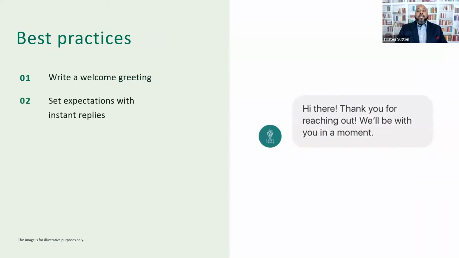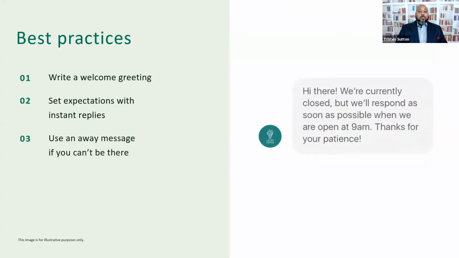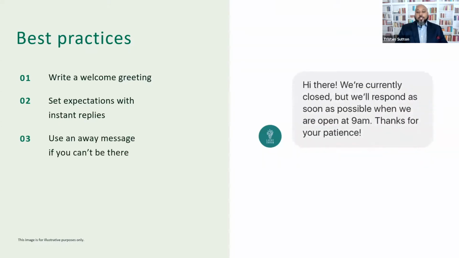Next, set expectations with instant replies. Instant replies enable you to write, save, and reuse messages. These can be especially useful for commonly asked questions like your hours, email, or phone number. Next, use an away message if you can't be there, which we all can't be there 24/7. So whenever you're away from your computer or phone, you can turn on away messages to let customers know that you will respond soon. This helps you maintain responsiveness rating and sets expectations for your customers.